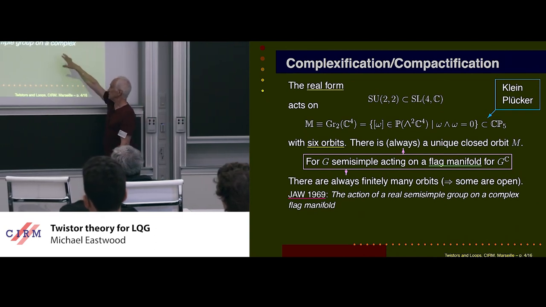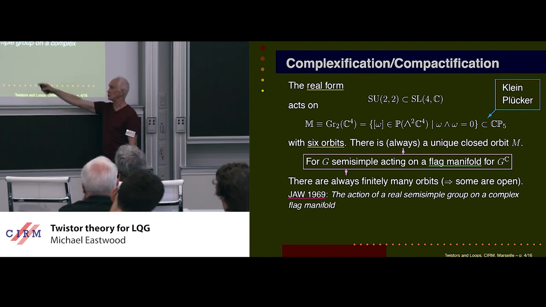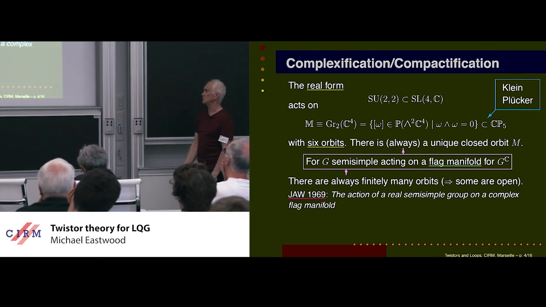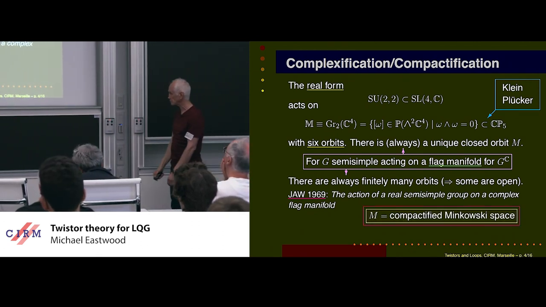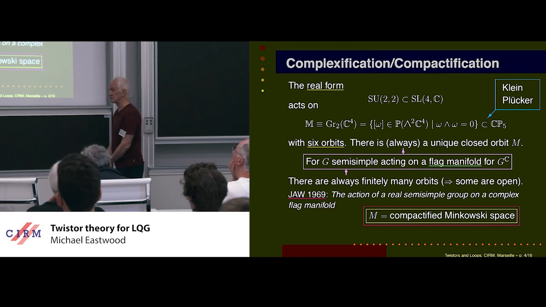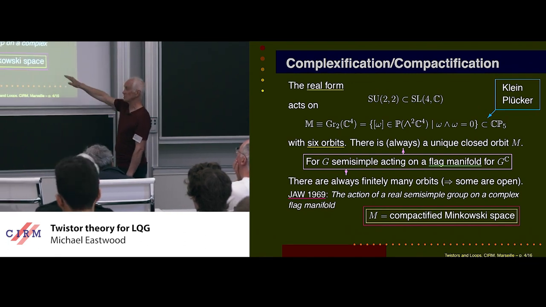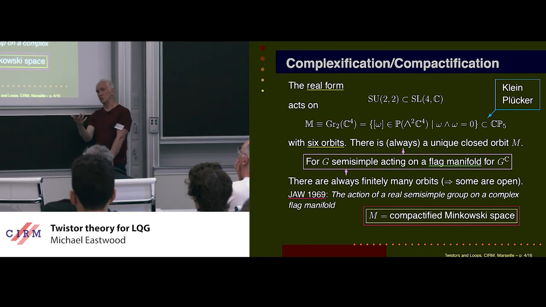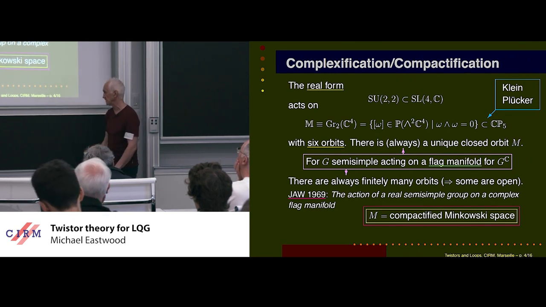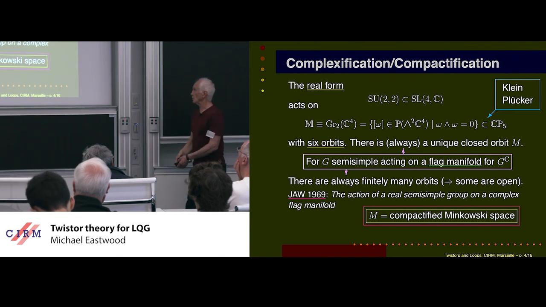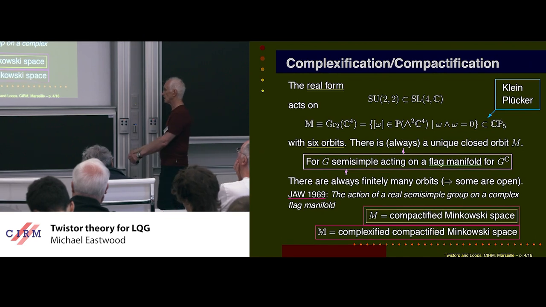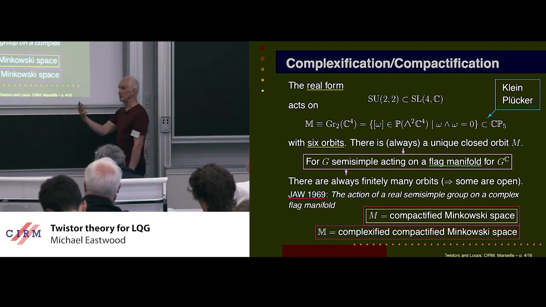There are a lot of results from around the late 60s. This is Joe Wolf, and this general result is due to him in 1969. So these things have names. First of all, this is the way that you may view compactified Minkowski space in such a way that the conformal group is evidently acting. And also, automatically, you've got a sort of complex version of this thing lying around.